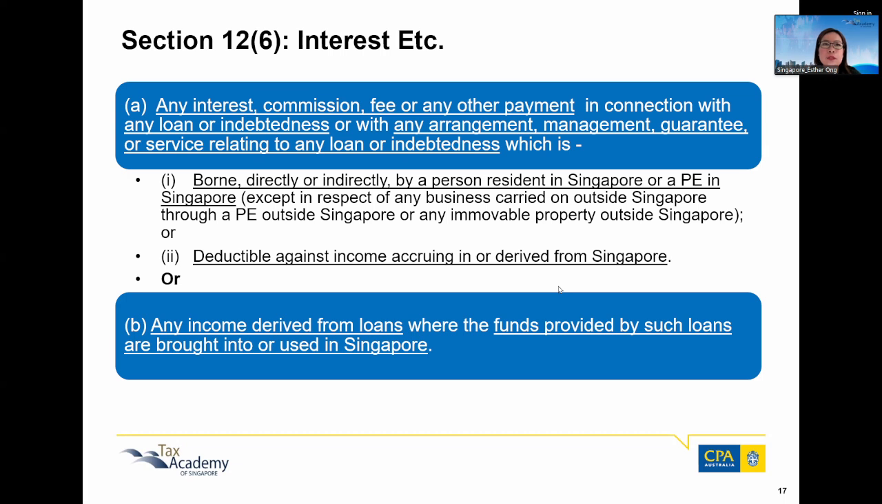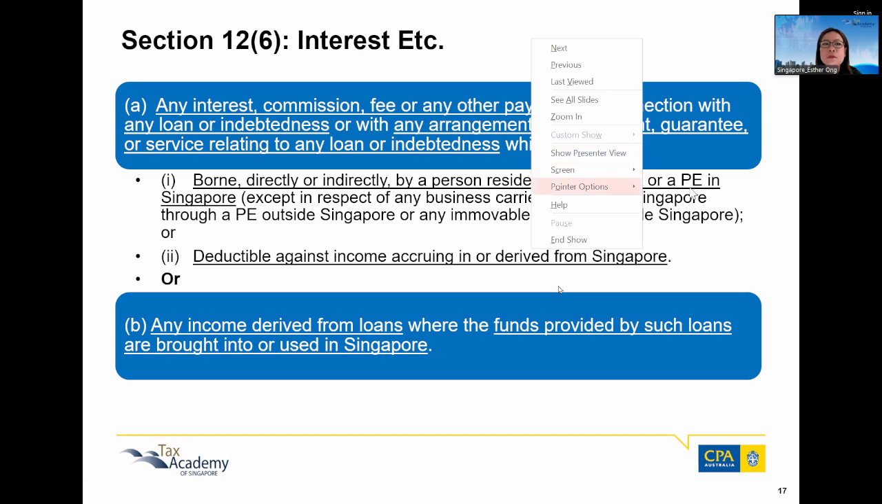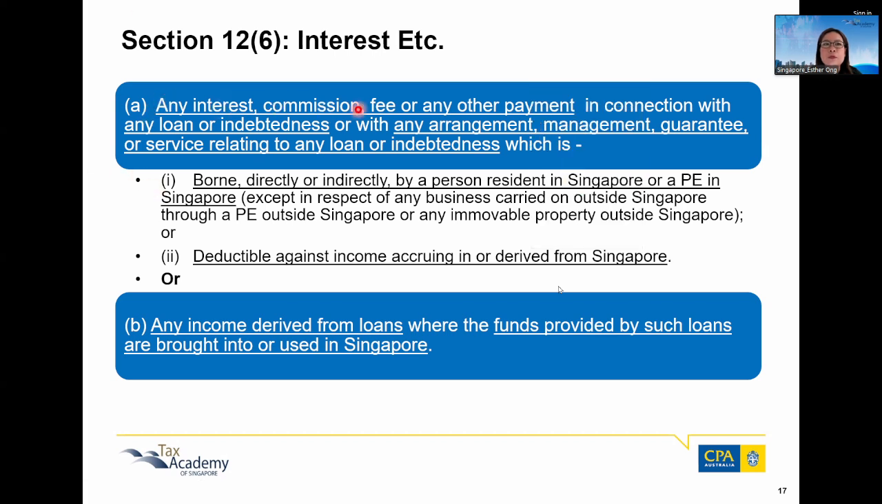So for section 12.6 covering interest, this provision, the way to see it is as two types of payment covered under 12A. Any interest, commission, fee, or any other payment in connection with any loan or indebtedness. This is the first category of interest income that will be subject to withholding tax. The second category will be any arrangement, management, guarantee, or service relating to any loan or indebtedness.